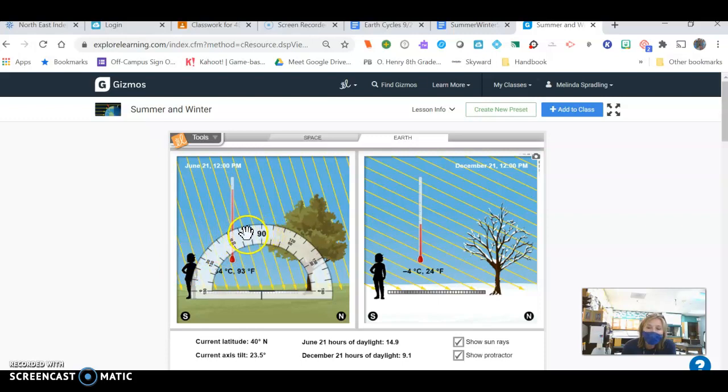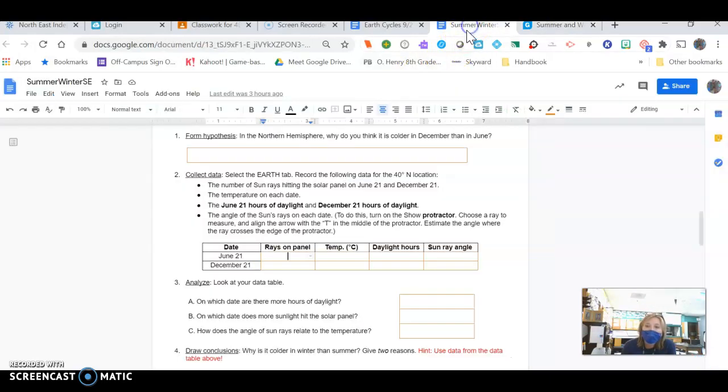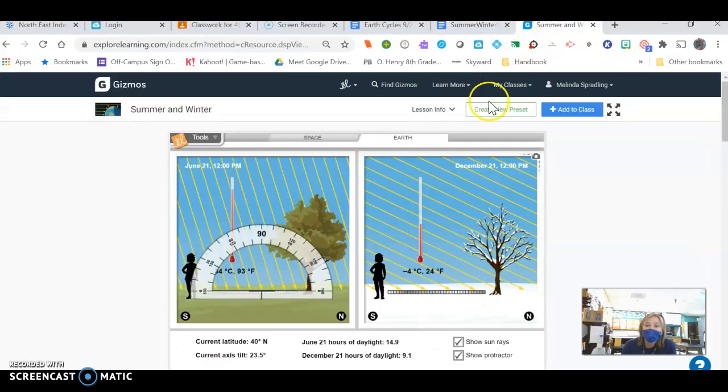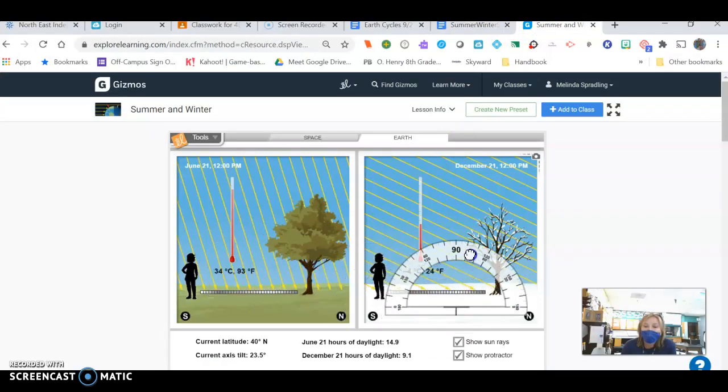The little light gray ones are a little different. So I'm going to follow this one out because I have it at the bottom of the T, and I'm going to see that that's about 74 or 73. So you can estimate that, and you would put that in as your sun ray angle. Okay, then you're going to go back and do it for December.